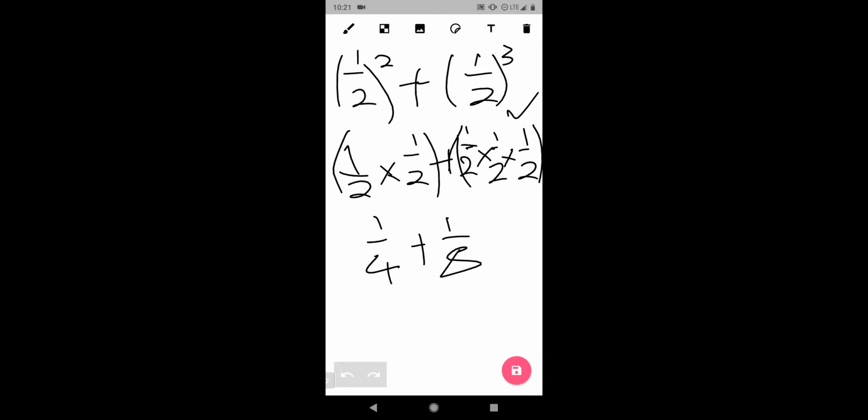So now, since we are adding, we remember when we are subtracting our fractions and adding our fractions, we must get our lowest common multiples, right? In order to add our fractions. So in this case, what is our lowest common multiple? You can just comment the lowest common multiple for 4 and 8.